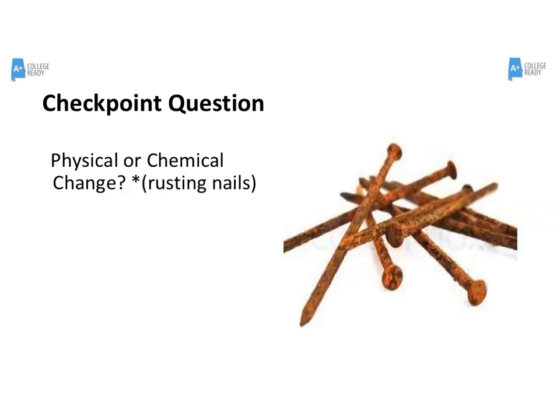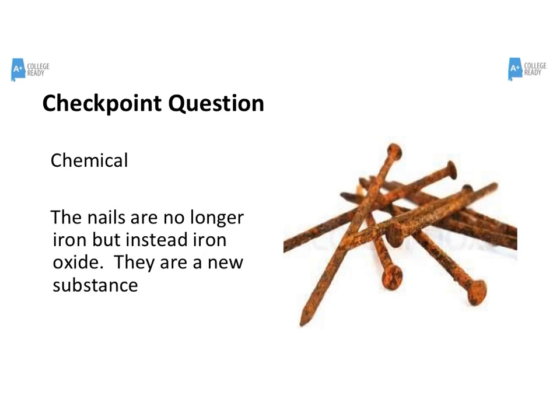What about rusting of nails? Is that a chemical or a physical change? This is a chemical change. The iron that makes up the nails has been exposed to oxygen. That iron has reacted with the oxygen in the air to form a brand new substance called rust, or iron oxide. The iron oxide is no longer iron or oxygen. We have a brand new substance. This is a chemical change.